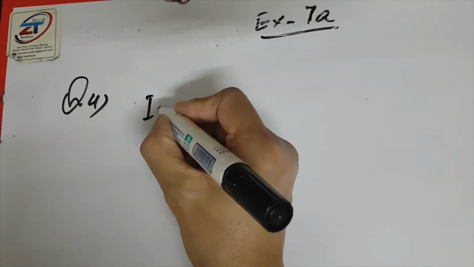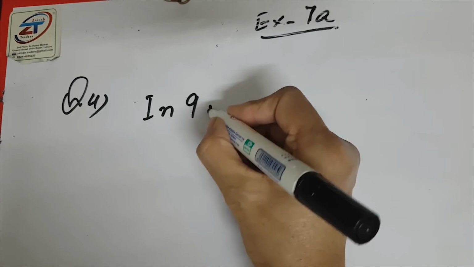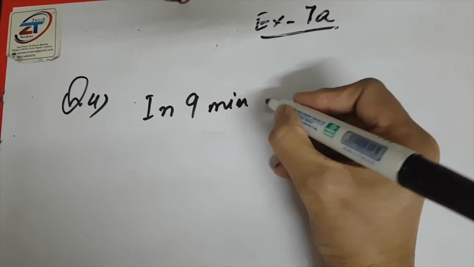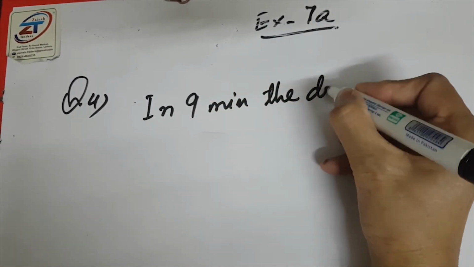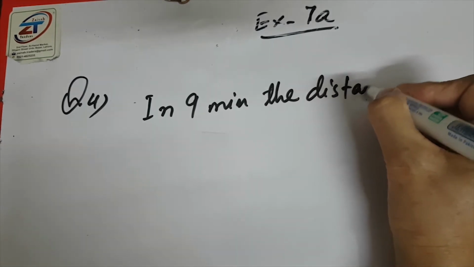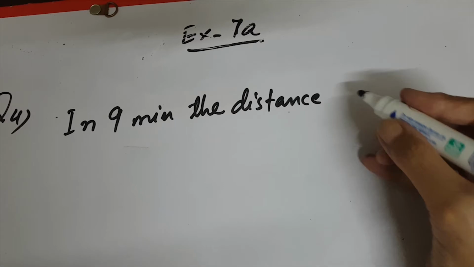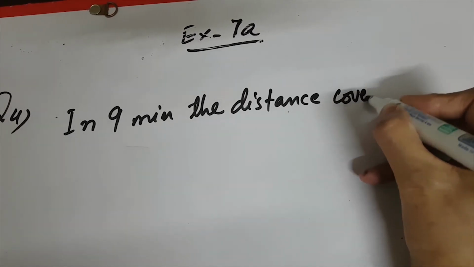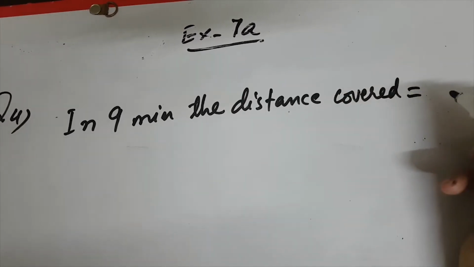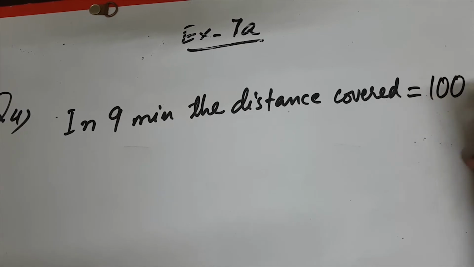So the first statement you have to make is, the time is given. So in 9 seconds the distance covered by the fastest man is 100 meters.